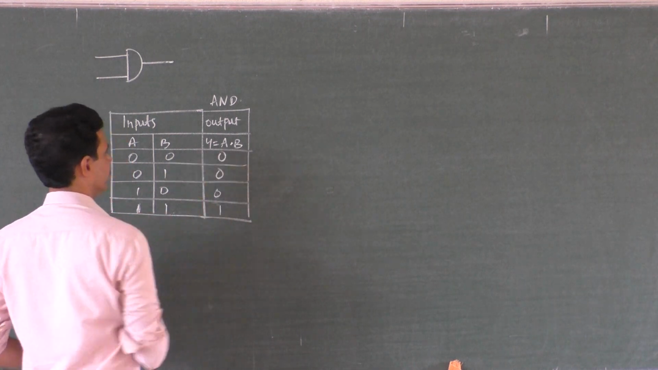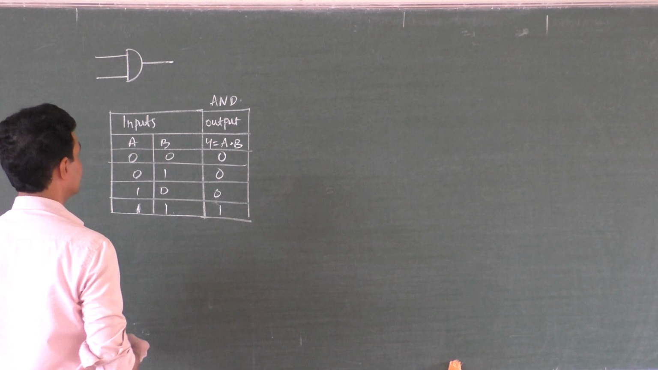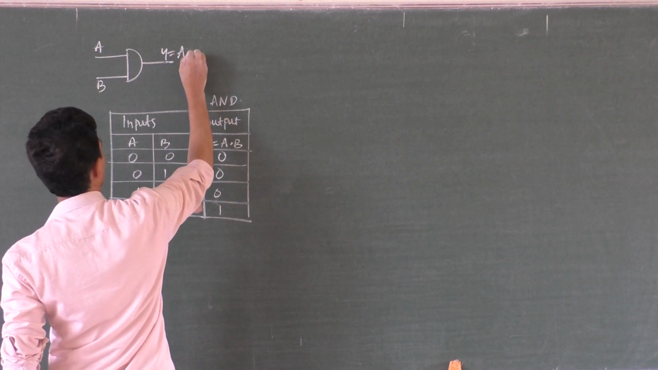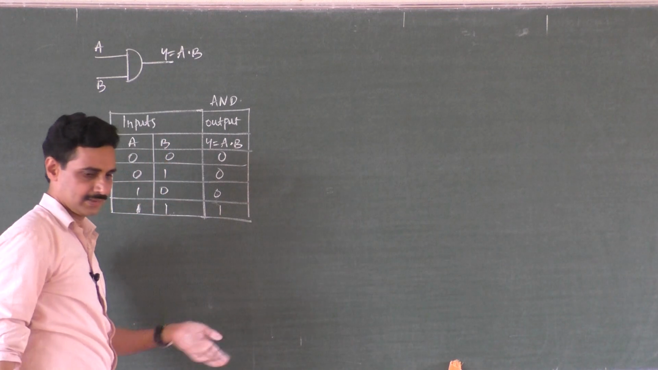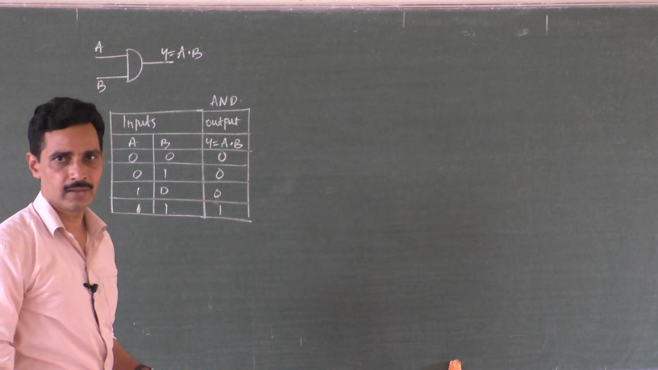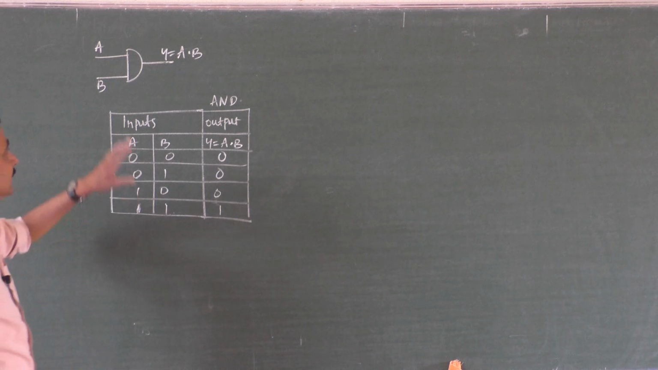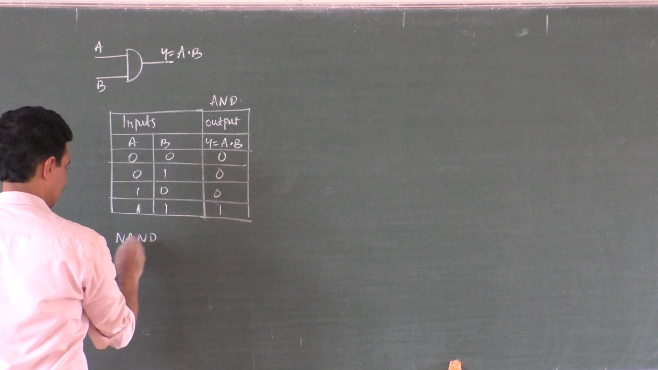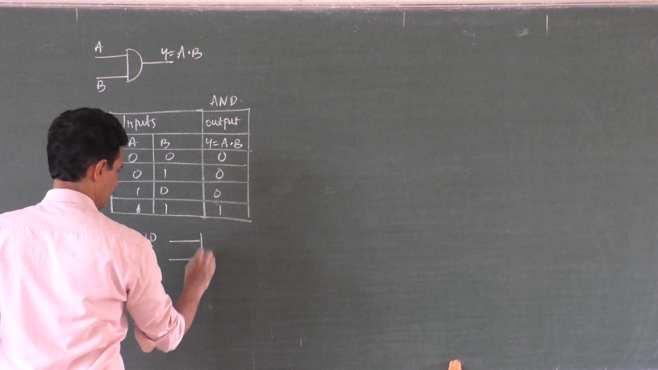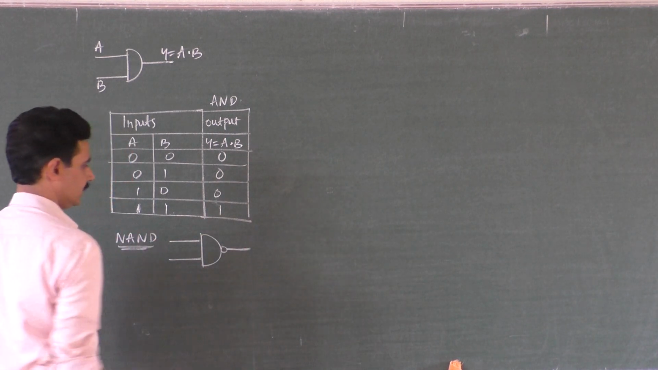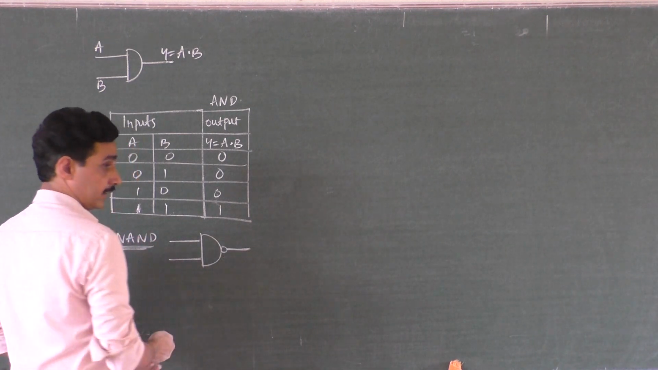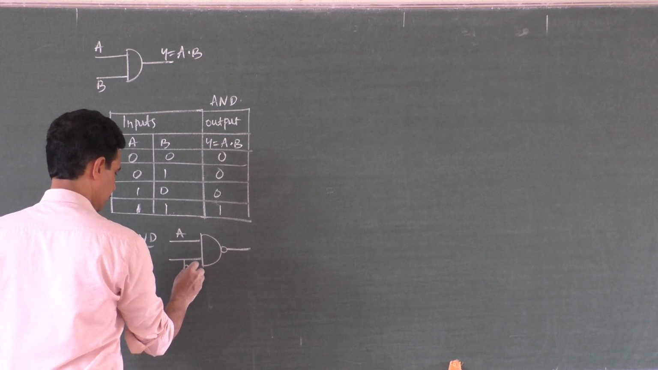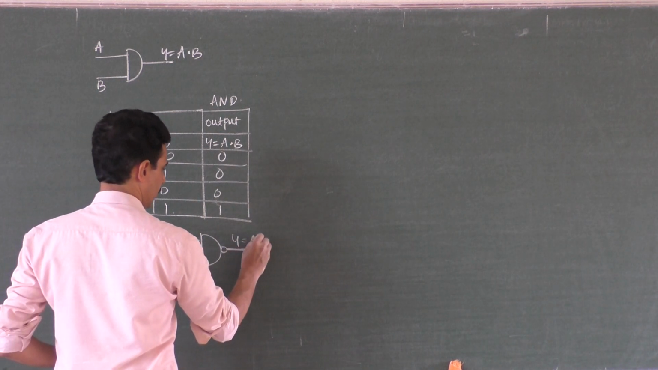0, 0, 0. Now, what is NAND? This is AND. A, B, Y is equal to A dot B. Better you write it along with me, otherwise you will never follow it. How do you write NAND? NAND gate symbol, you have to complement it. One NOT gate at the output. Of course, if you want to show the logical circuit, you have to show the NOT gate here. A, B, Y is equal to A dot B bar.